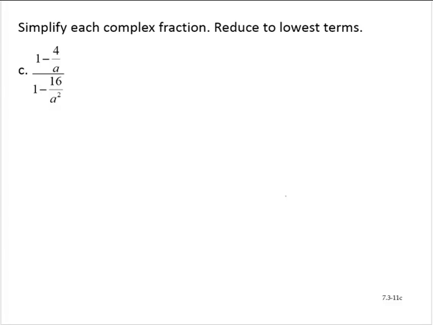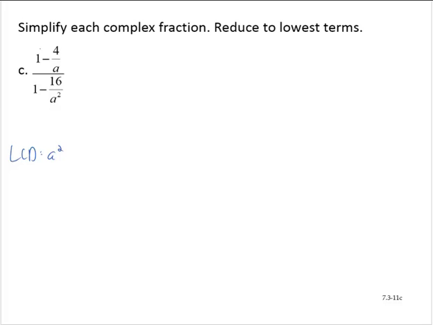Alright, in example C we have 1 minus 4 over a, over 1 minus 16 over a squared. Focusing on the denominators, we see a denominator of a and a denominator of a squared. So we only have one distinct factor, which is a, but we have to choose the a squared, choosing the higher exponent. So the LCD is a squared.